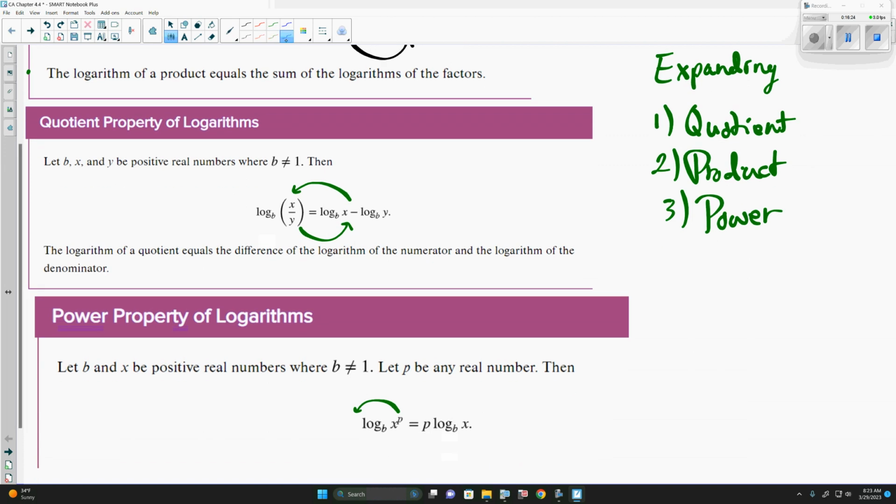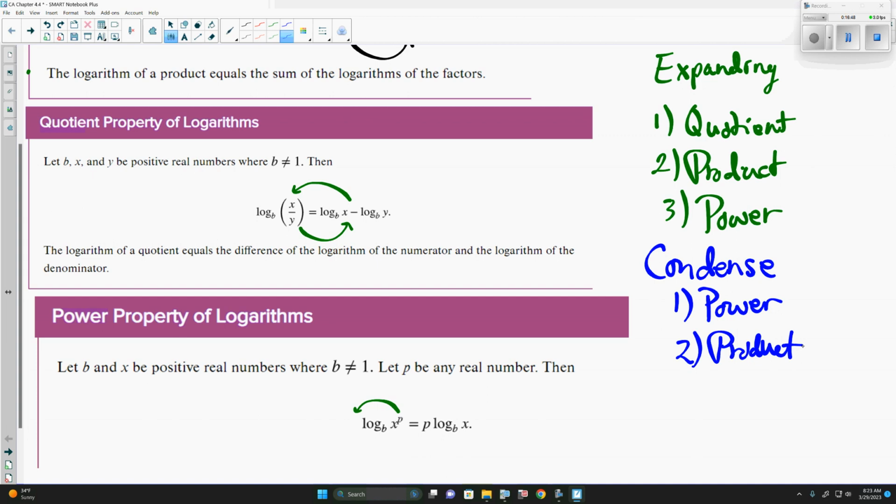Now, we also can condense. And if we condense, the first one we're going to do is power. Second is going to be product. And that's going to be it. Because when we get to condensing, I'll explain it a little bit better why we don't have quotient. But it's dealing with the power property.